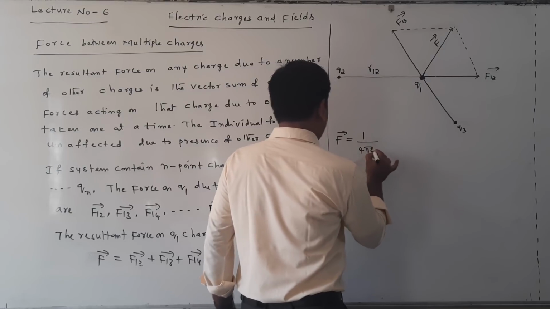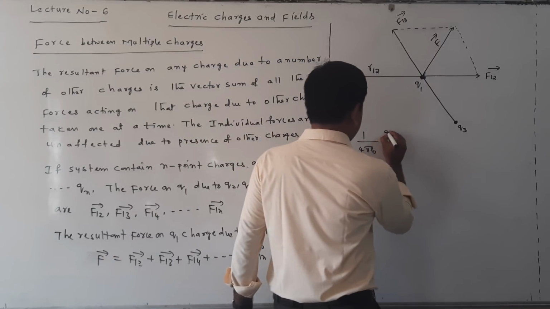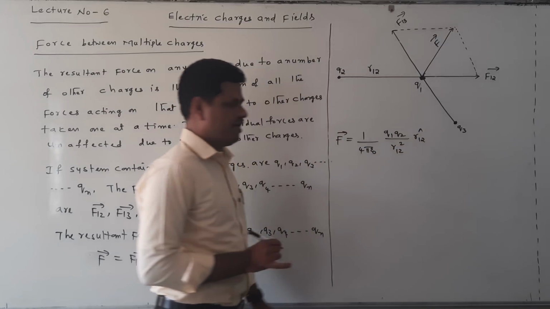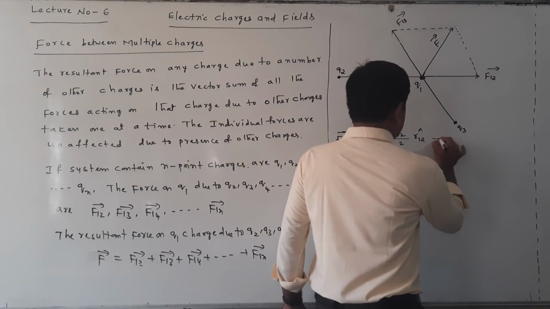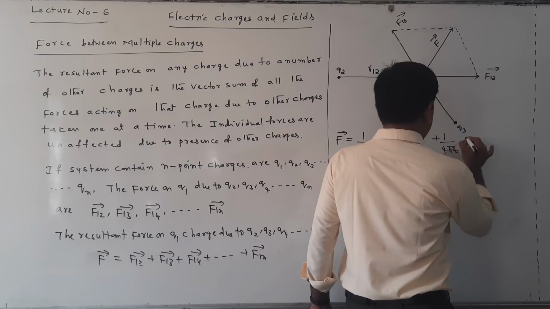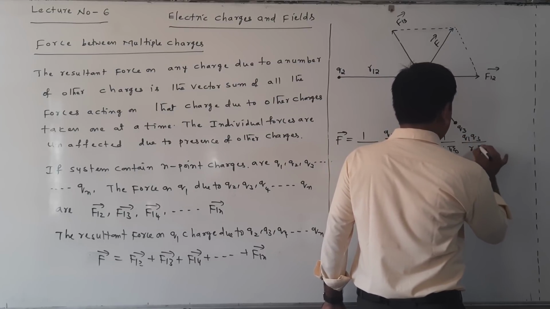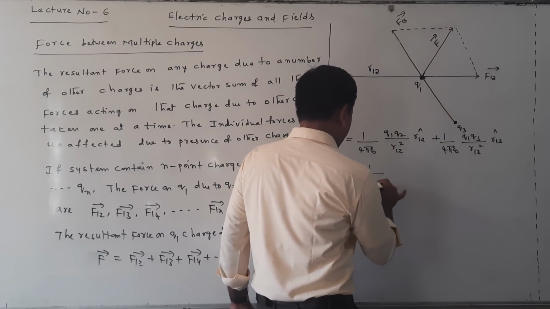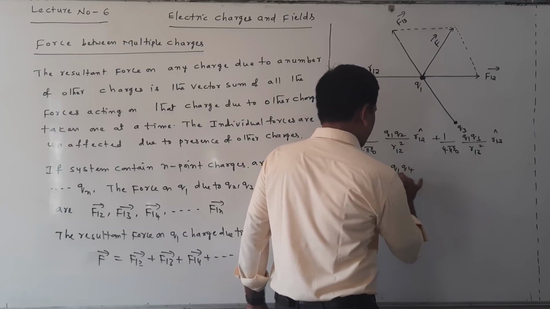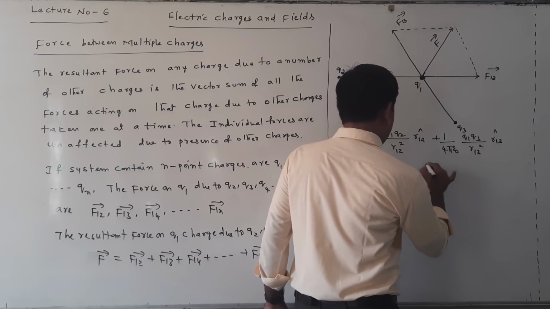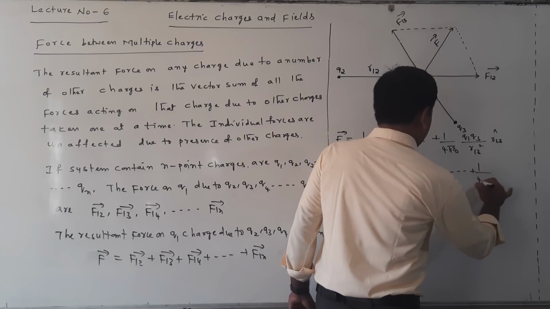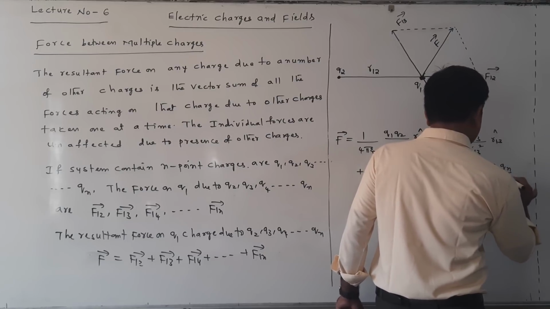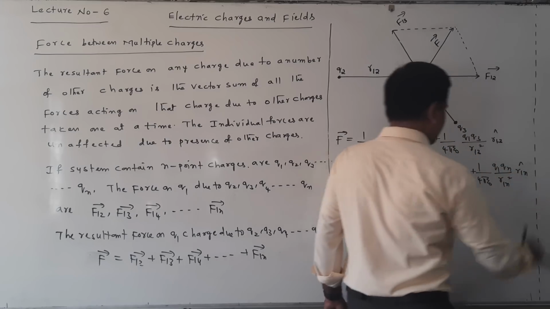1 by 4 pi epsilon naught, F12 bar can be written as Q1 Q2 by R12 square into R12 cap. Plus 1 by 4 pi epsilon naught Q1 Q3 by R13 square into R13 cap. Plus 1 by 4 pi epsilon naught Q1 Q4 by R14 square into R14 cap. Plus so on, 1 by 4 pi epsilon naught Q1 Qn by R1n square into R1n cap. We can write like this.